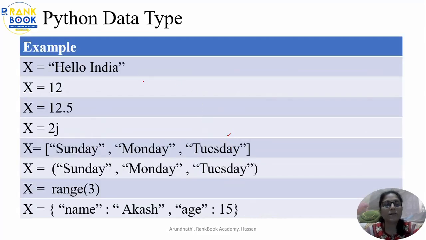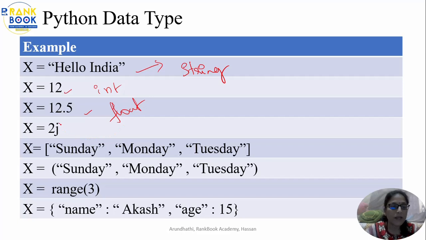See, these are all the Python data types. The very first one is x is equal to "hello India", where we can observe this data type is nothing but string representation, and x is equal to 12, which is nothing but int, and x is equal to 12.5, so it is the example of float, and here it is x is equal to 2j, nothing but complex representation of data type.